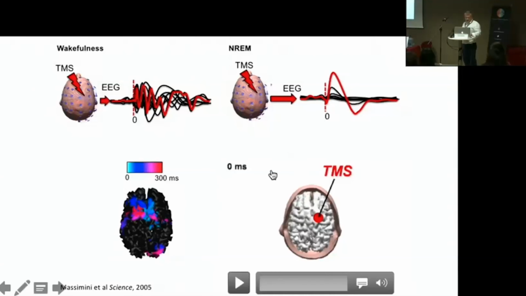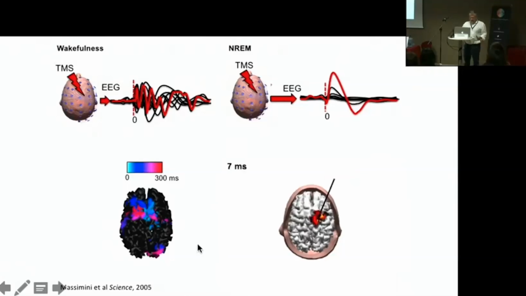Now, what happens 15 minutes after, when the same spot is stimulated and the subject has fallen into deep sleep?